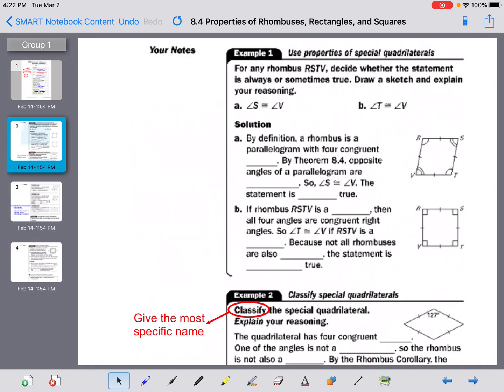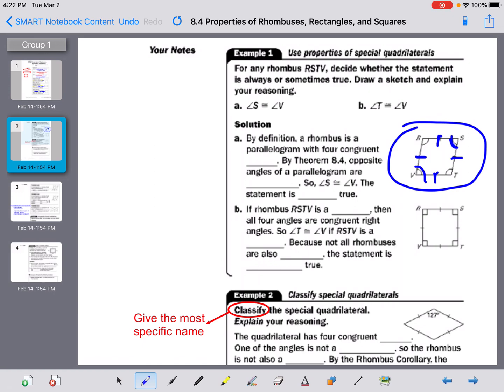All right, so let's look here. It says, for any rhombus RSTV, decide whether the statement is always or sometimes true. Draw a sketch and explain your reasoning. So it's important to say we have a rhombus RSTV, right? So they drew one for us right here. RSTV, it's a rhombus. How do I know it's a rhombus? It has congruent sides.